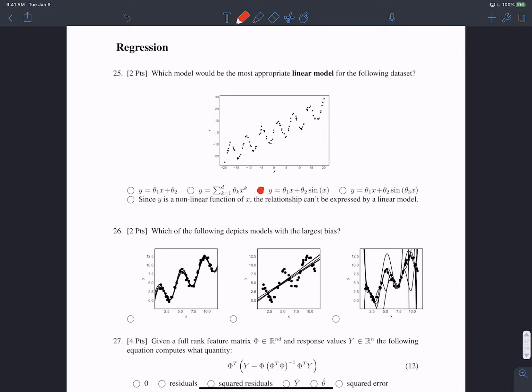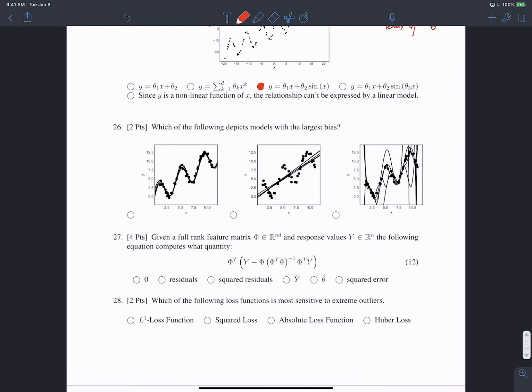Because we have one of the parameters inside, like our theta 3 is not linear compared to theta 1 and theta 2, right? Sure, y is a non-linear function of x, but a linear model means that it's just linear in terms of theta. It doesn't have to be linear in terms of x, right? And so you see if we fit theta 1 x plus theta 2 sine x, and this is something we've seen in class before, it will roughly look like the figure that's given in 25.